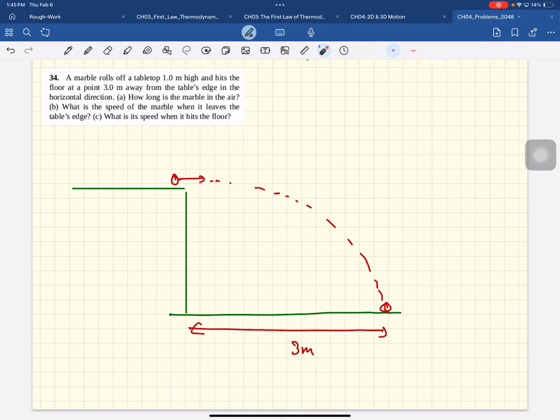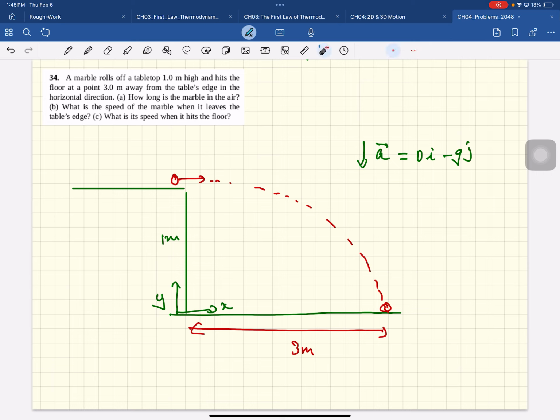So a marble rolls off a table that is 1 meter high. It falls 3 meters away. How long is the marble in the air? How long is the time of flight? Again, in all these problems, you have to draw an x and y axis. We generally draw the y axis pointing upward. Here's the acceleration due to gravity. In this axis, it's 0i minus gj. g is positive. g is 9.8 meters per second squared.